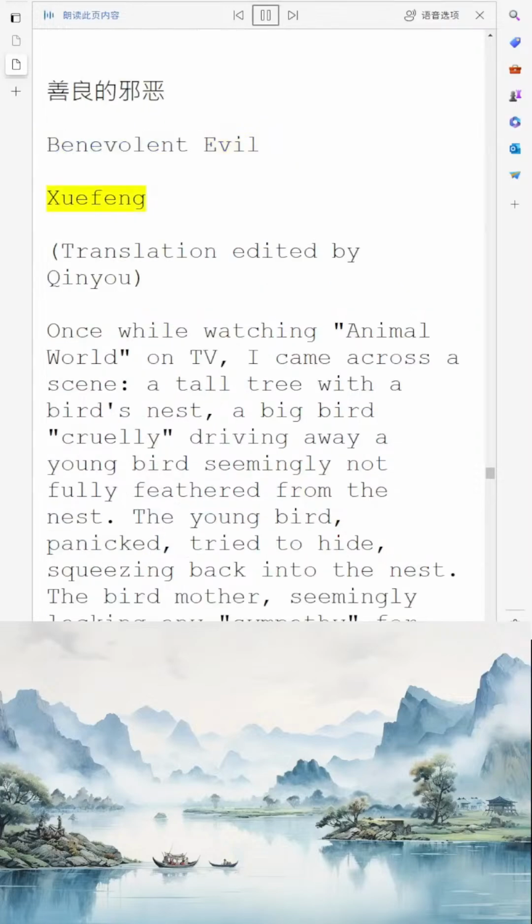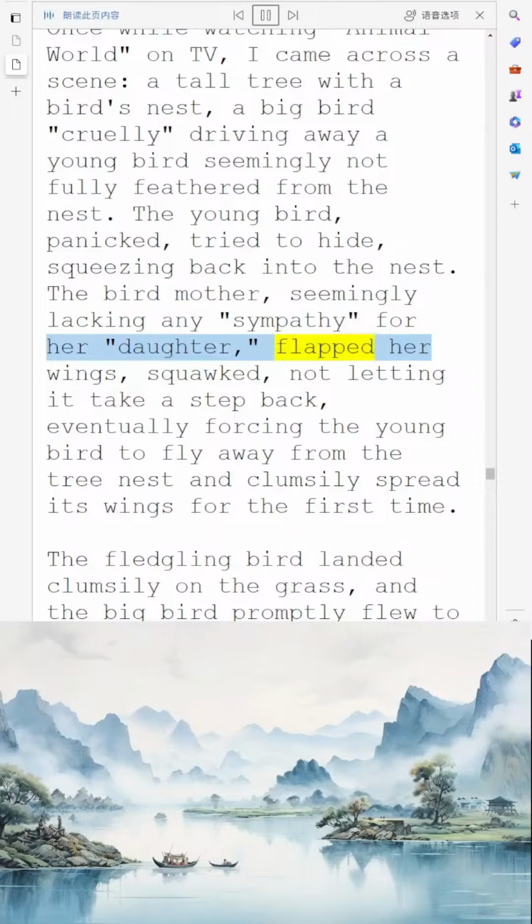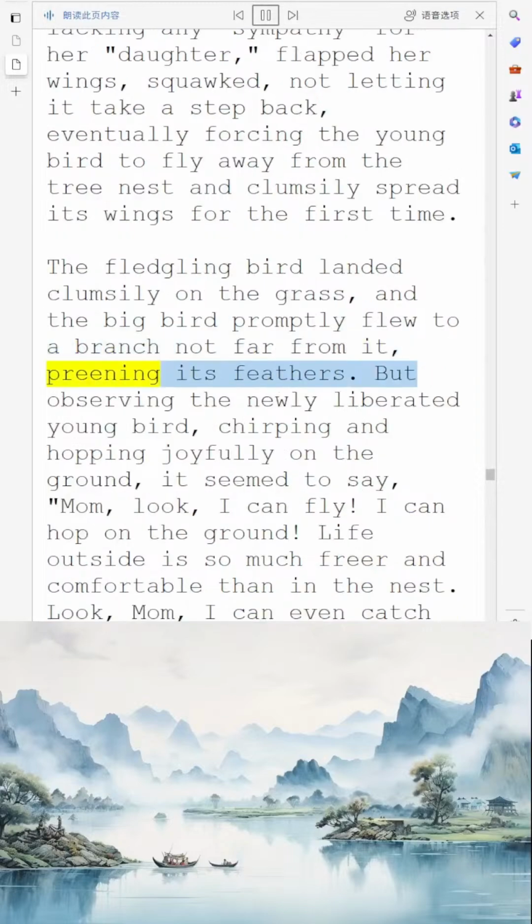Benevolent evil. Xiefeng. Once while watching Animal World on TV, I came across a scene. A tall tree with a bird's nest, a big bird cruelly driving away a young bird seemingly not fully feathered from the nest. The young bird, panicked, tried to hide, squeezing back into the nest. The bird mother, seemingly lacking any sympathy for her daughter, flapped her wings, squawked, not letting it take a step back, eventually forcing the young bird to fly away from the tree nest and clumsily spread its wings for the first time. The fledgling bird landed clumsily on the grass, and the big bird promptly flew to a branch not far from it, preening its feathers.